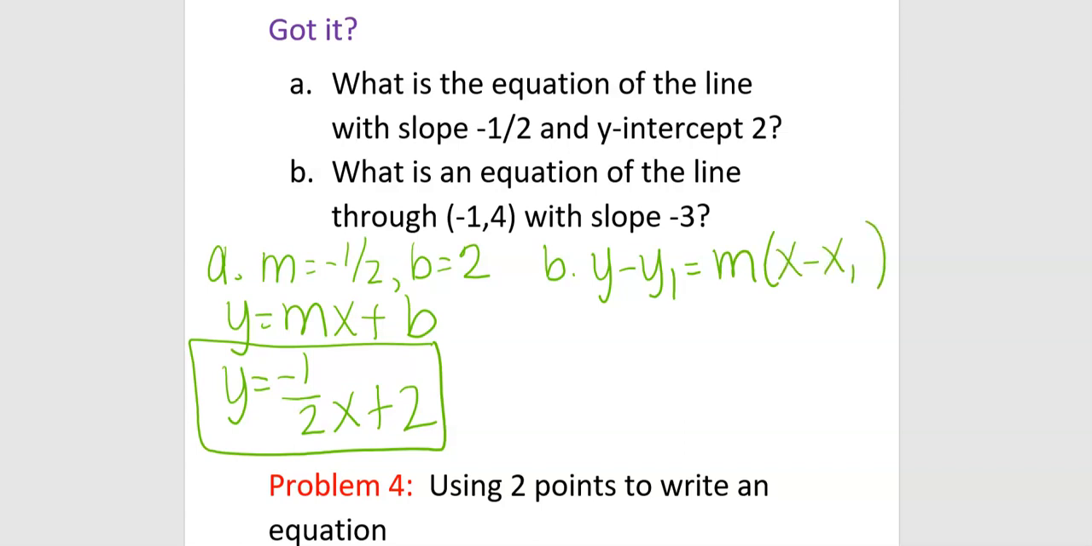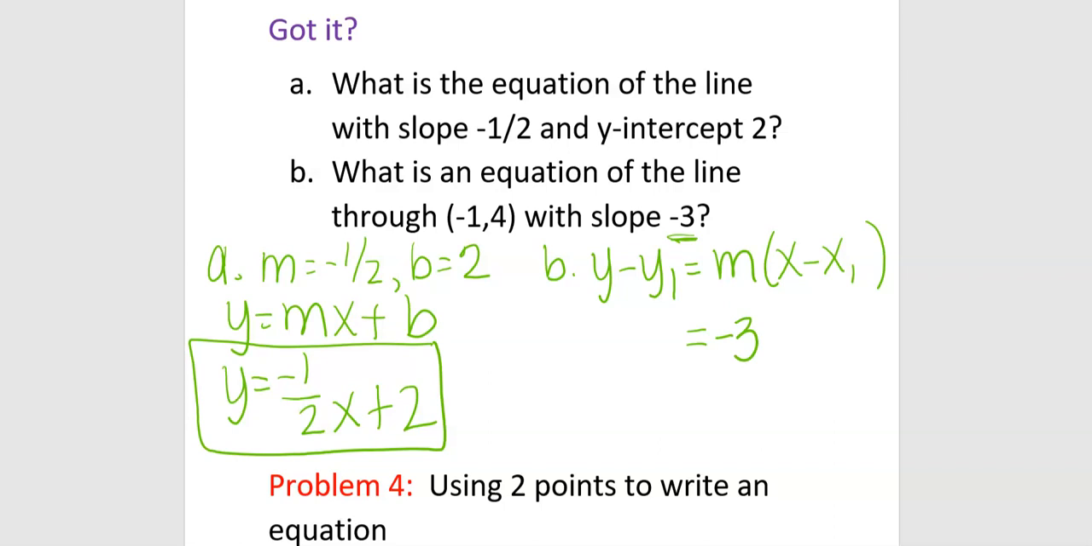So where does the negative 3 go? What letter? Where does this go? The slope, that's the M. That's the M part. So I'm going to put a negative 3 in there.